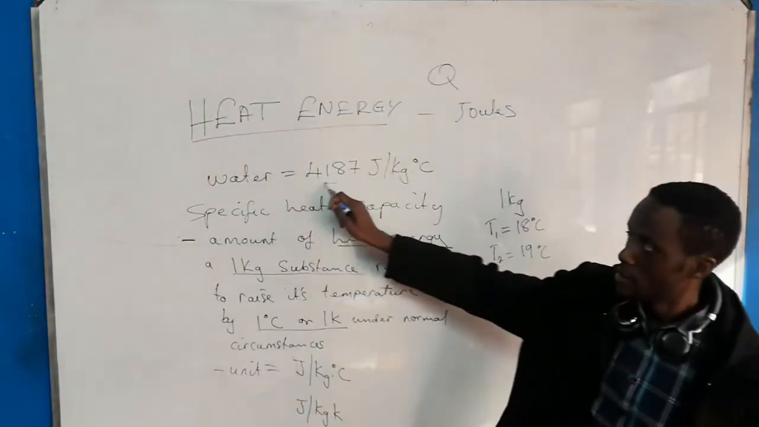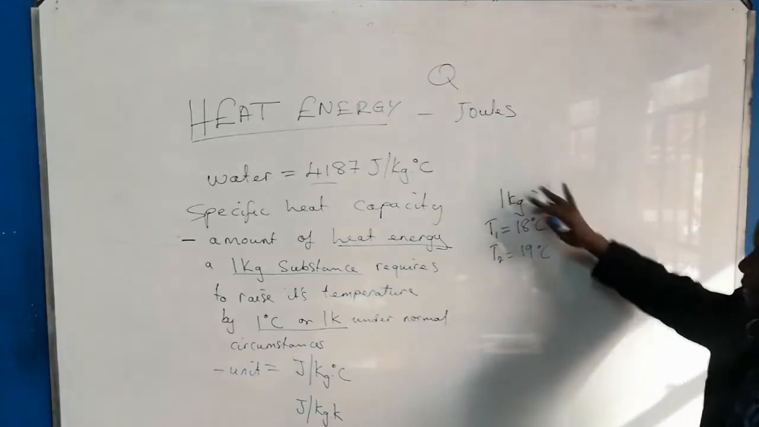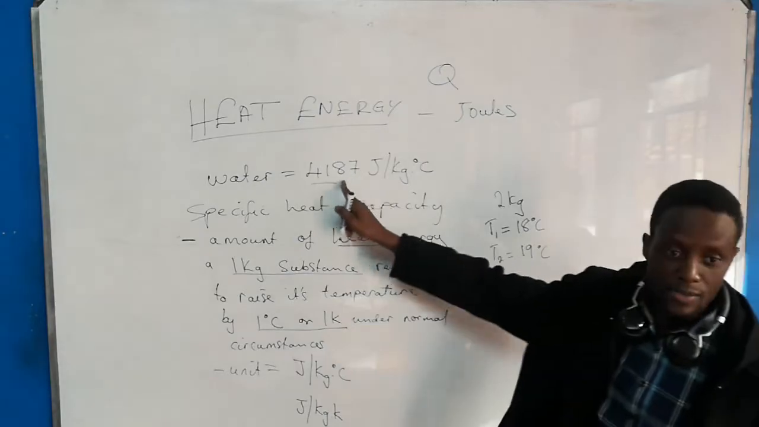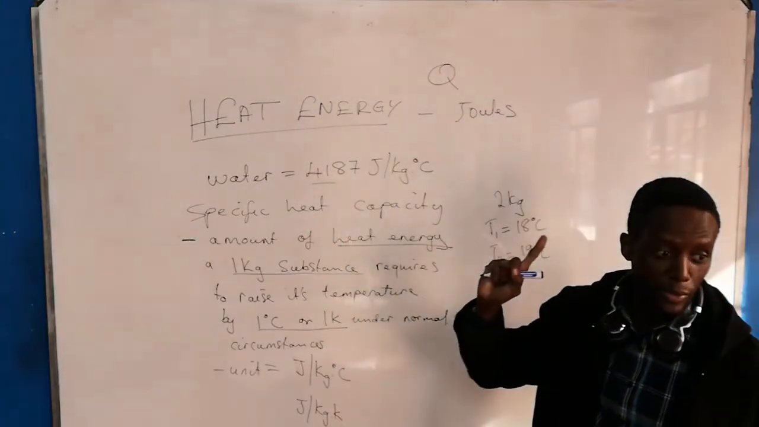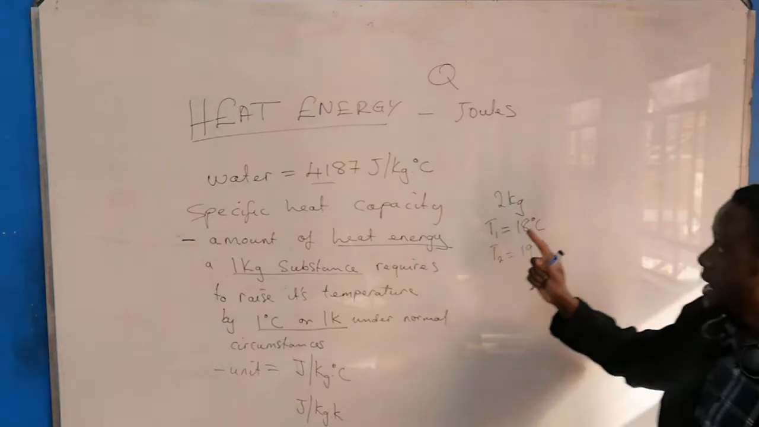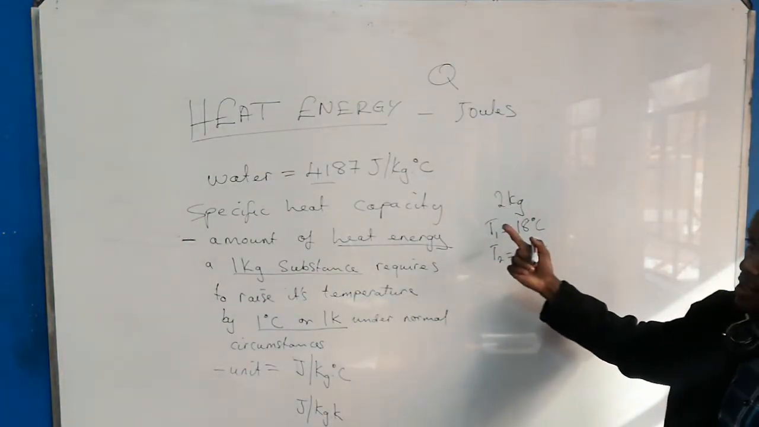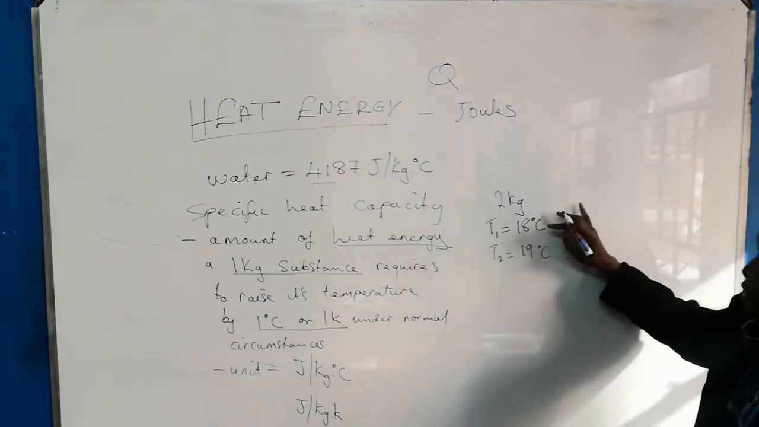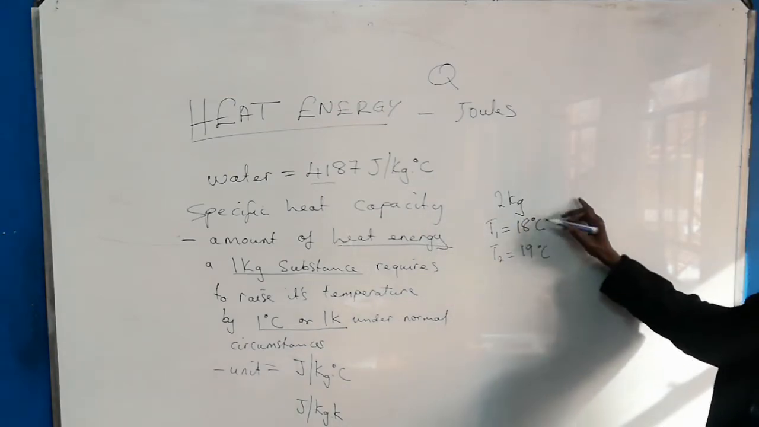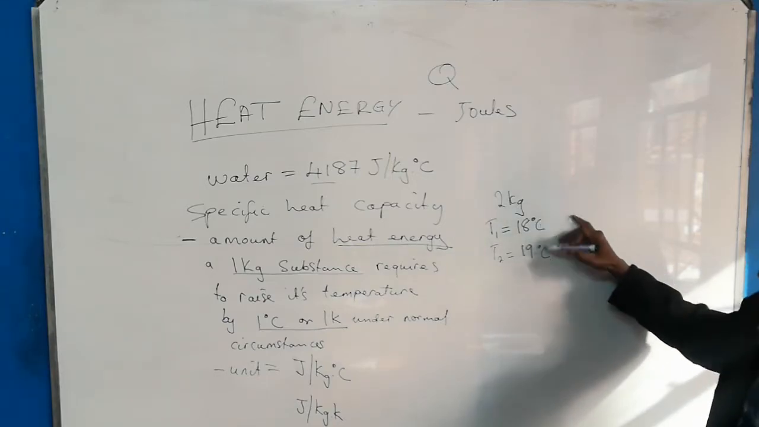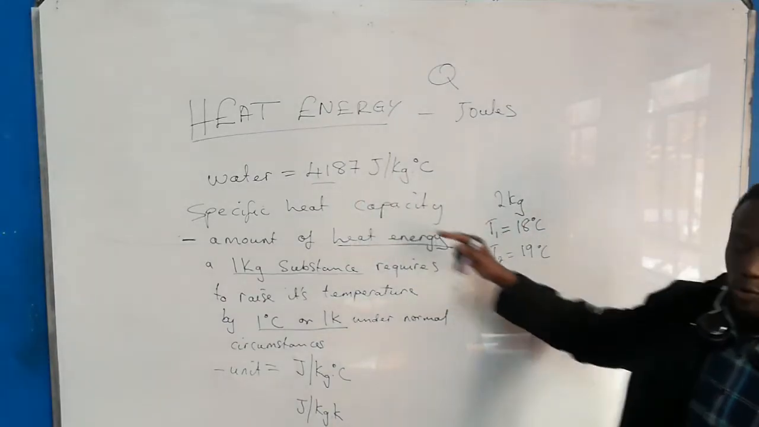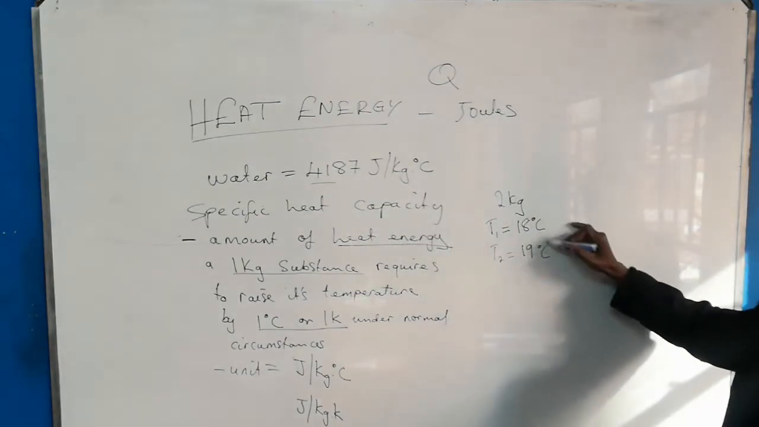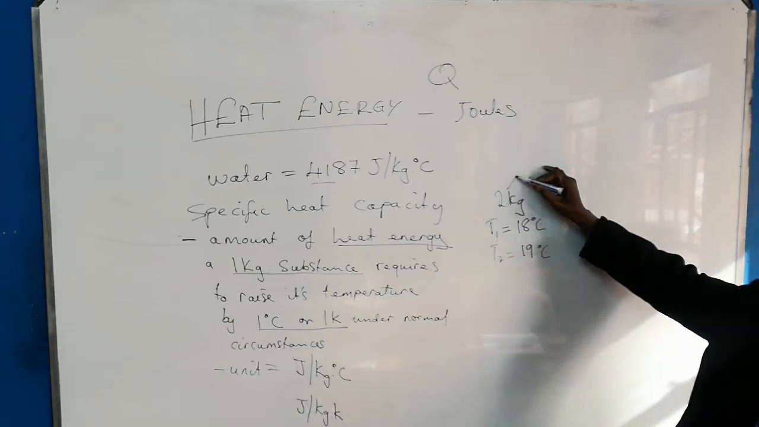This is only for what? 1 kg. But what if I had 2 kg? To raise from 18 to 19, I need twice as much, because this is only applicable to 1 kg. So the mass also influences how much energy will be required to raise its temperature. And also, how much am I changing by? If I'm raising 2 kg from 18 degrees to 19, I need double the amount. To go from 19 to 20, I need again double the amount. So for every 1 degree Celsius change in temperature, I'll need twice as much.